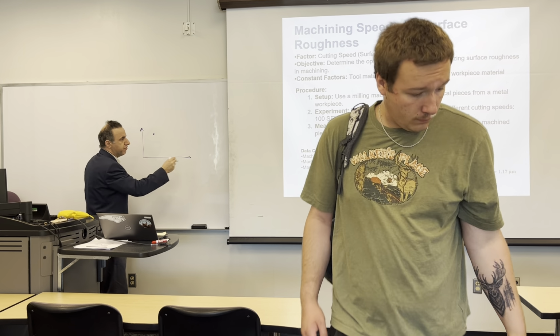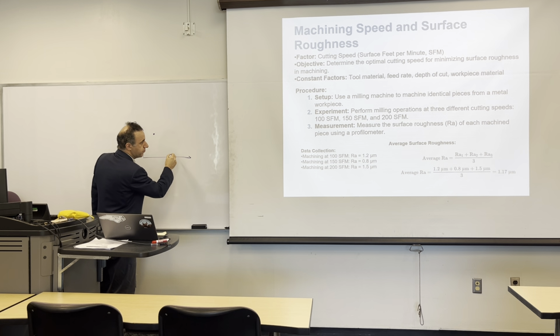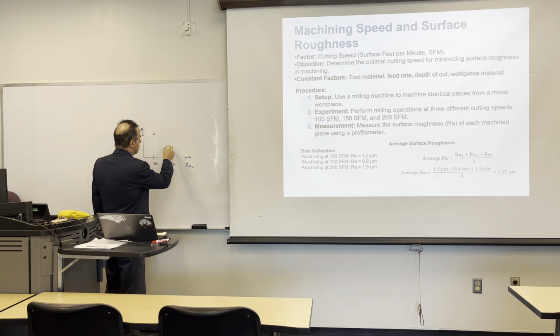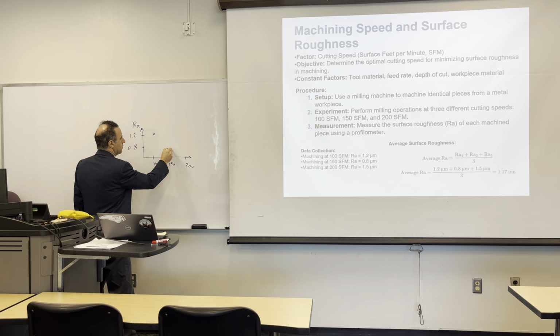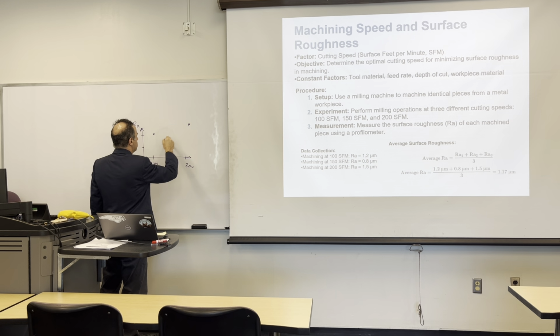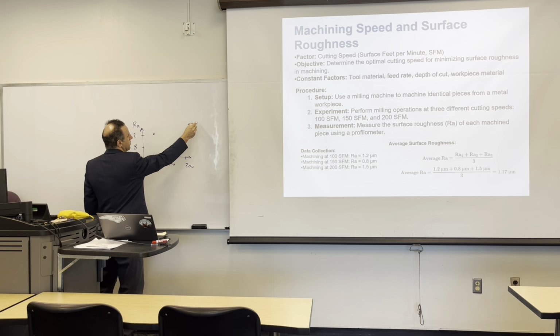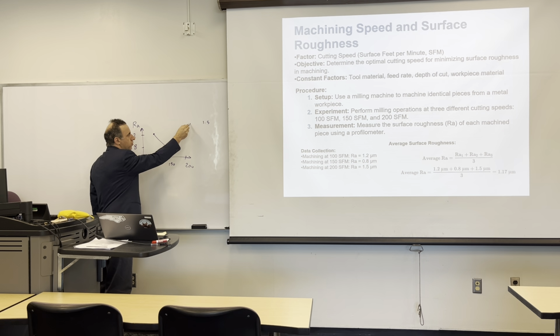So this is the first one, 1.2. Let's say this is roughness, right? 1.2, and then another speed. This is 100. This is 150. This is 200. 150 is, let's say, 0.8. This is this point, right? The last one is somewhere here. That is 1.5. You can connect these points with a straight line.